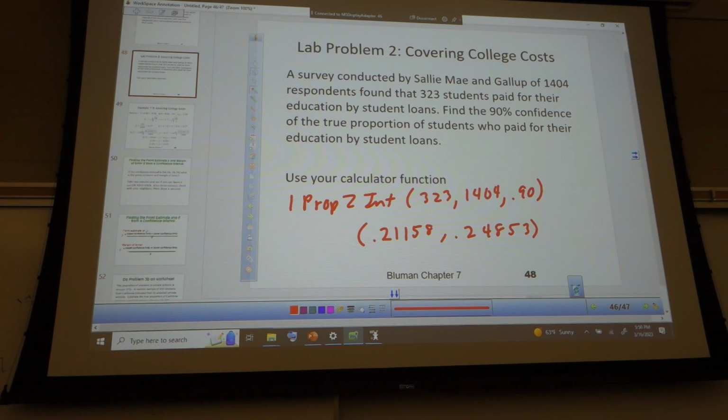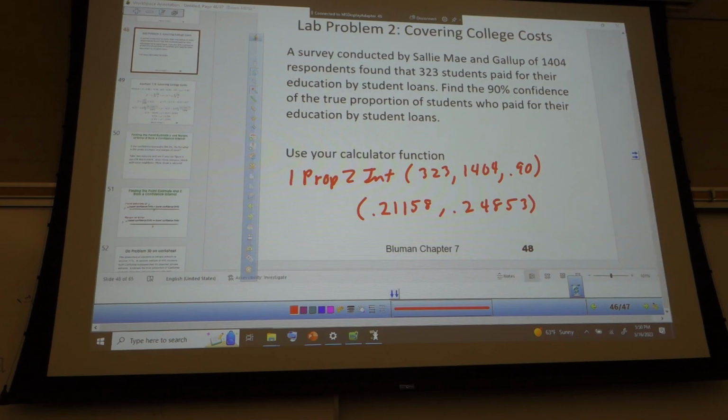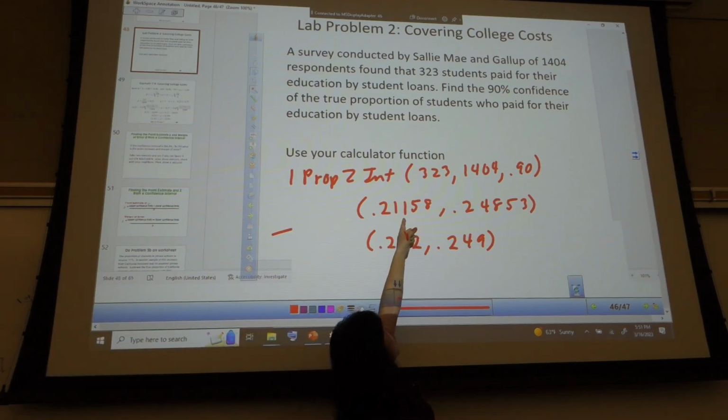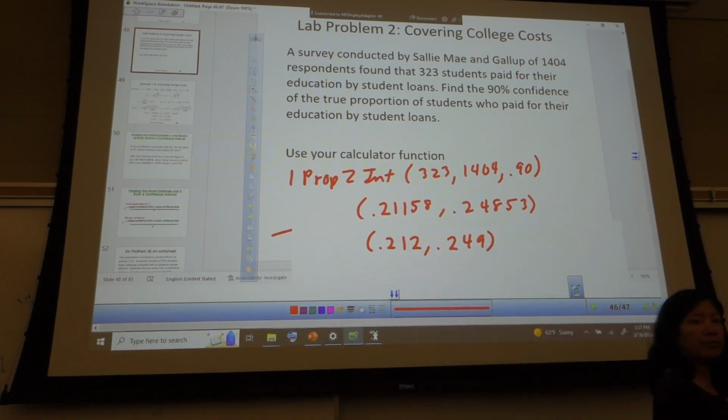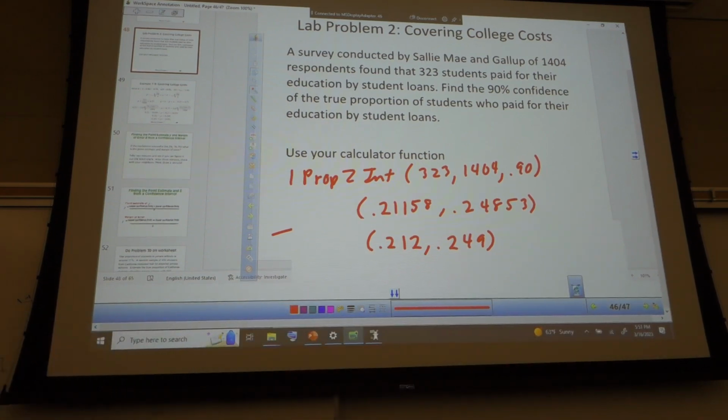Okay. Let's go to the third person. What did everyone else get? Yeah. Okay. So then you need to round to 3 sig figs. Everybody round to 3 sig figs. If you round to 3 sig figs, this rounds up to 0.212. This also rounds up to 0.249. All right? Okay, good. So this is pretty easy, pretty straightforward.